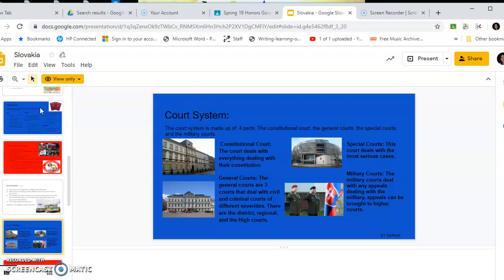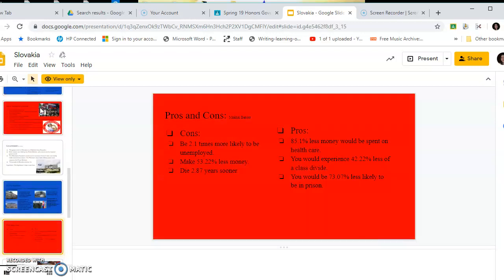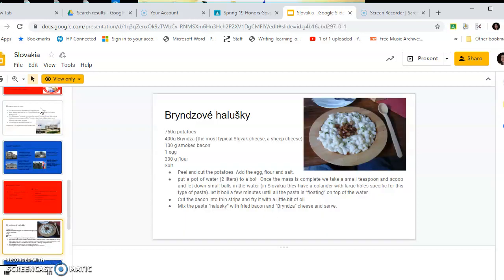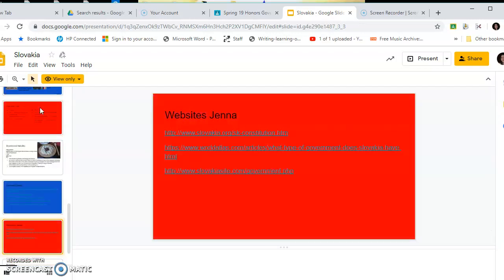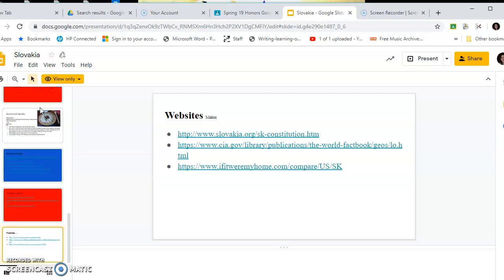So as we go through, you can kind of see they explain the court system, and that's going to parallel our judicial branch that we will cover throughout the year. The pros and cons, so we can make some understanding about their governments. And even they're allowed to go beyond the curriculum and put a recipe for a dish, and if they want to make it and bring it in, it just adds to the understanding of the countries. You can see the websites, and you also see that they utilized ifitweremyhome.com.